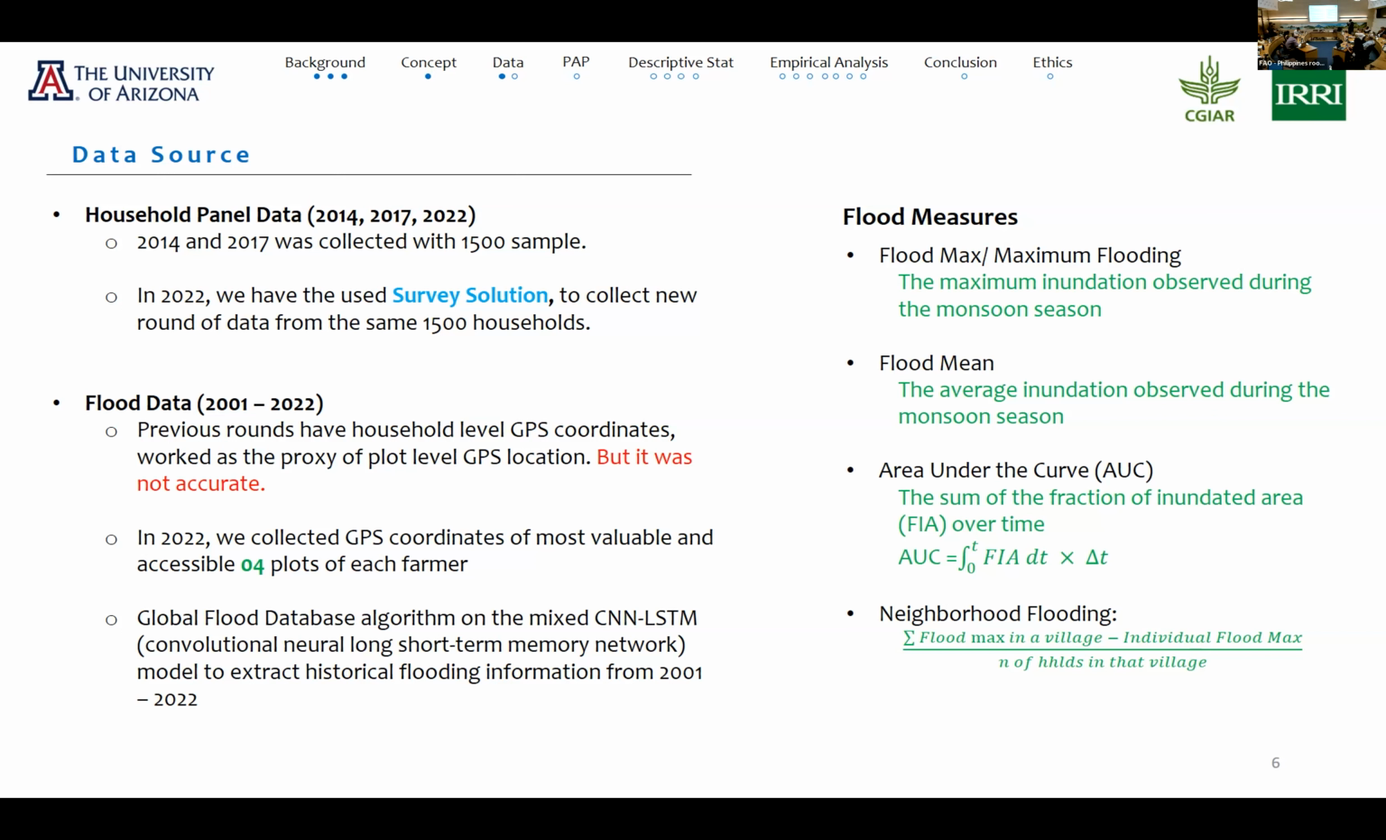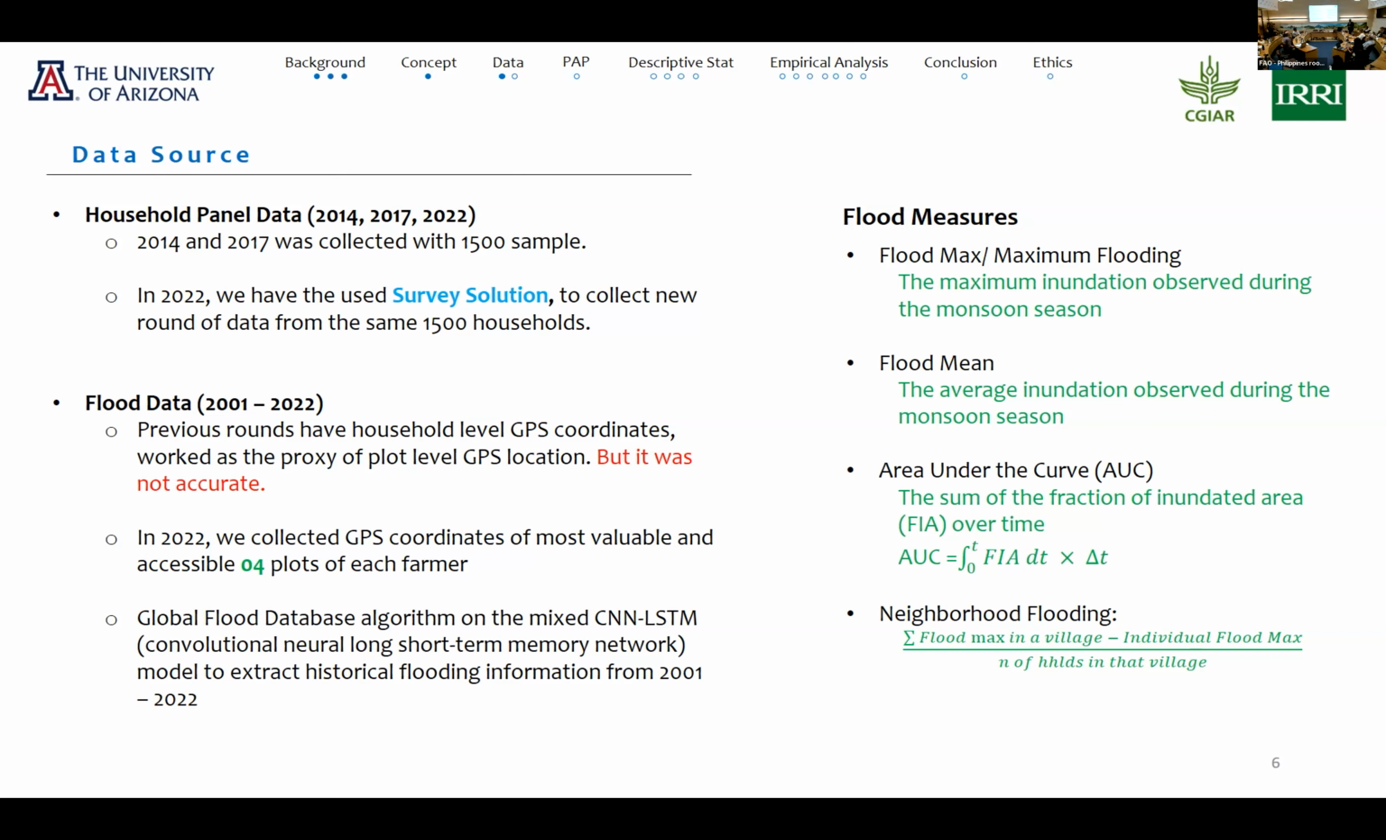But in many other cases, the plot could be farther away. So when you assume that the GPS at the household level can somehow be used as a proxy, yes, we are probably making some mistakes, so we carefully look into all those. One of the main things that the remote sensing expert did as part of this team was to help us get the flood data.